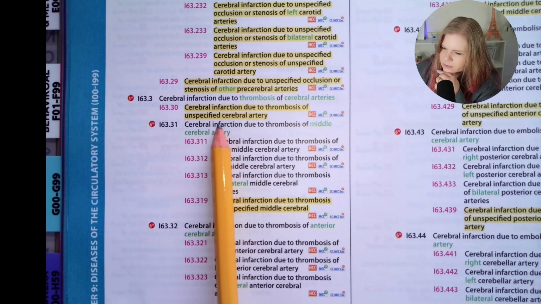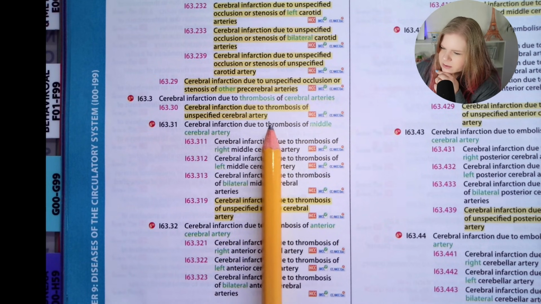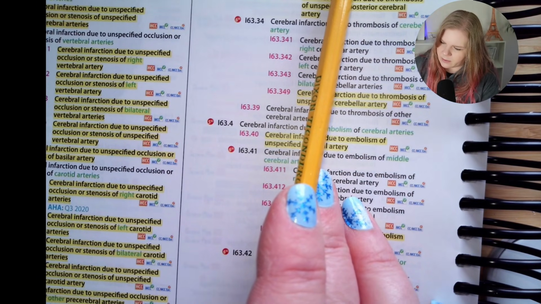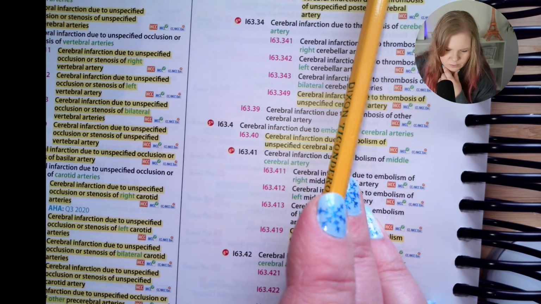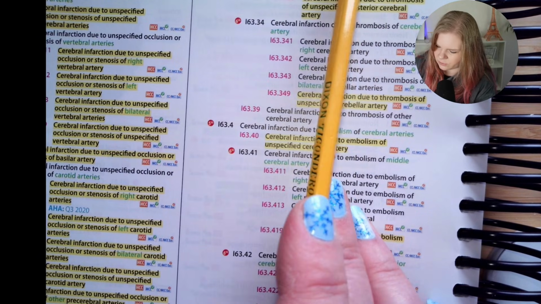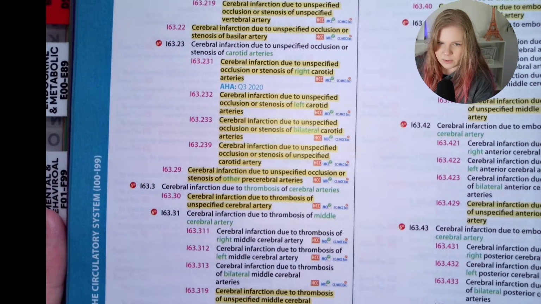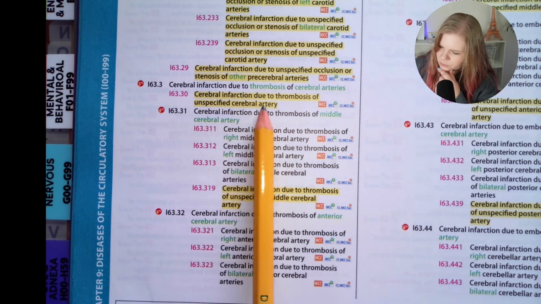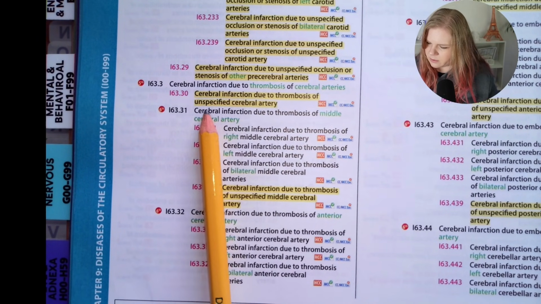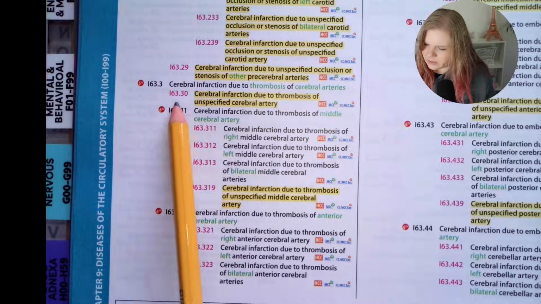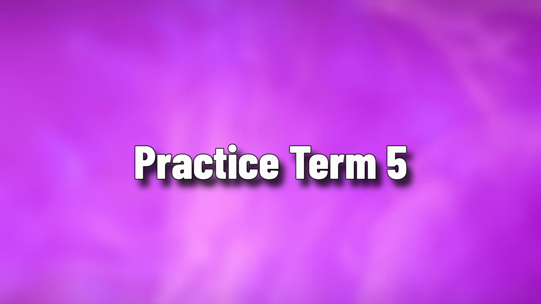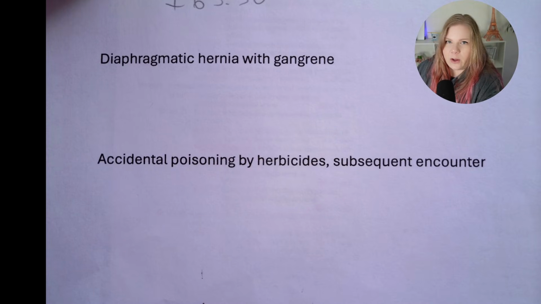So we do have here, though, a code for, it looks like, unspecified. And then we have of unspecified anterior cerebral artery, and we don't have notation that it was anterior. So I would really go more with this kind of cerebral infarction due to thrombosis of unspecified cerebral artery, which is our I63.30.